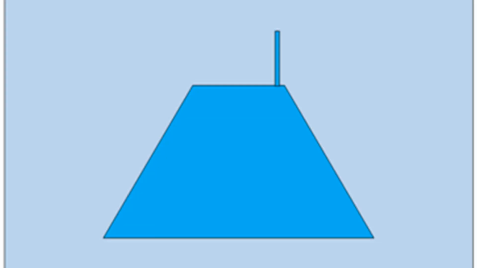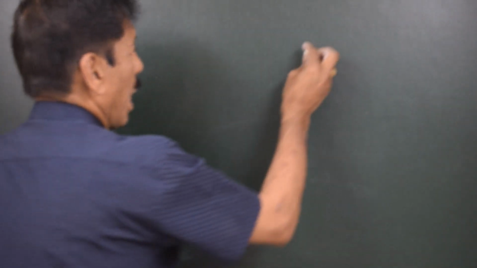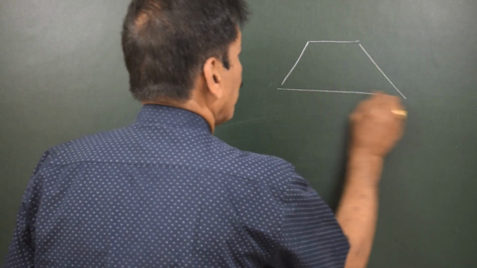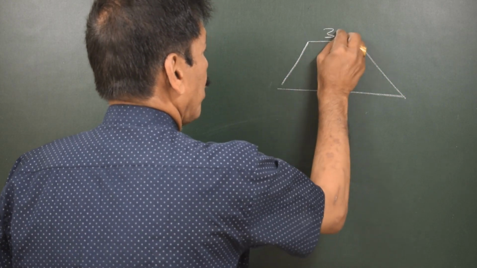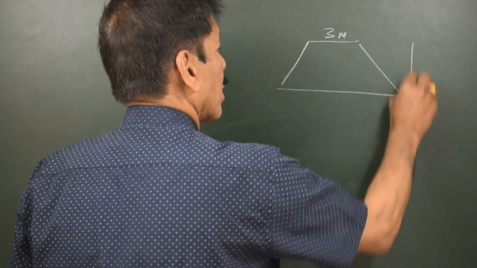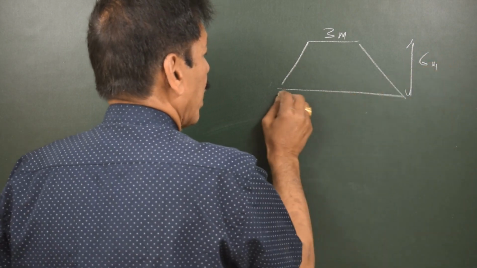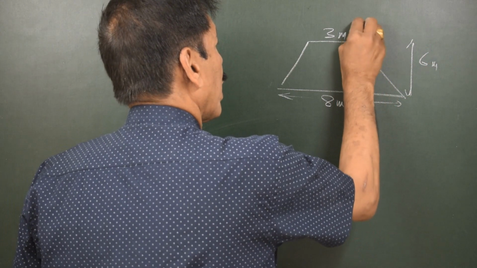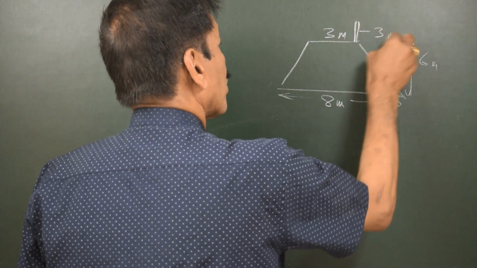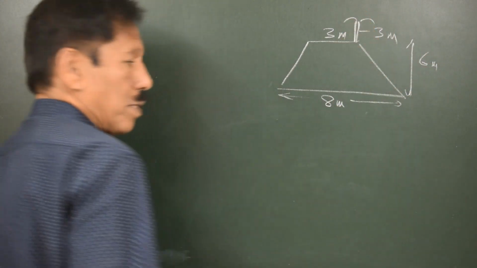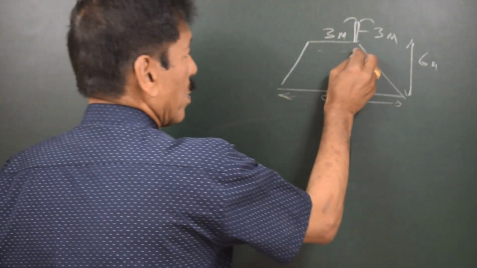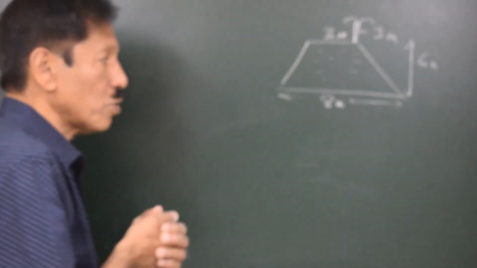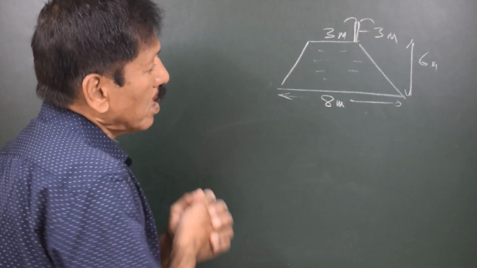In the questions involving trapezium, let us say that there is a bulkhead which is in the form of a trapezium, and it is 3 meters over here. The height is say 6 meters, and this distance may be 8 meters, and there is a sounding pipe which is 3 meters tall, and the sounding pipe is overflowing of the liquid. I don't have to tell you the density. To find out the center of pressure, you don't need to know the density. So this is the situation.